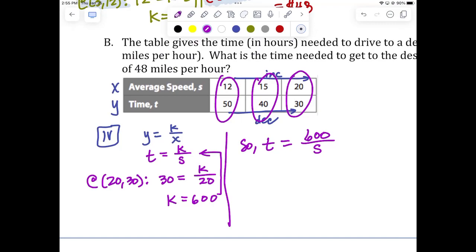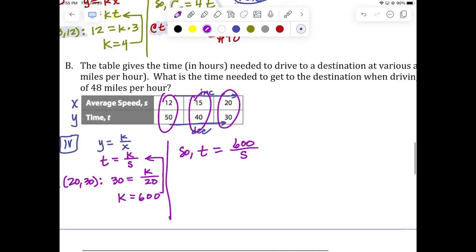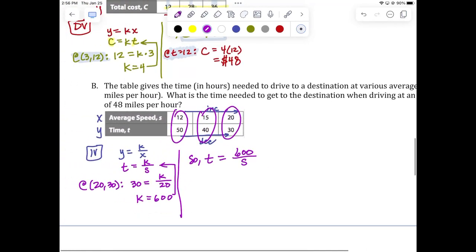And now I have an equation that I can use to solve for either variable. If you give me a t, I can find s. If you give me an s, I can find t. It's not that hard. You're going to be given one of the two unknowns, okay? Now let's answer the question that it asks. How much time is needed when the average speed is 48 miles per hour?